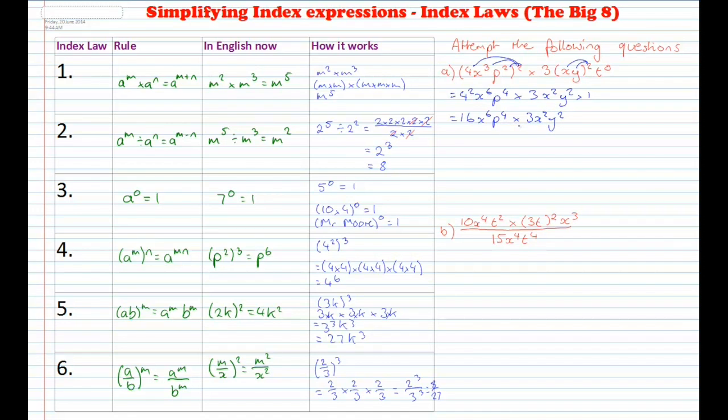Now it's just basically using rule 1, where I go through and collect the like terms by multiplying. So 16 times 3, well, that's going to be 48. x to the power of 6 multiplied by x squared, well, that's x to the power of 6 plus 2, which is equal to 8. And p to the power of 4 multiplied by y squared. Okay, so there's nothing else in terms of base terms that are the same, so you're just going to write p to the power of 4 y squared like so.